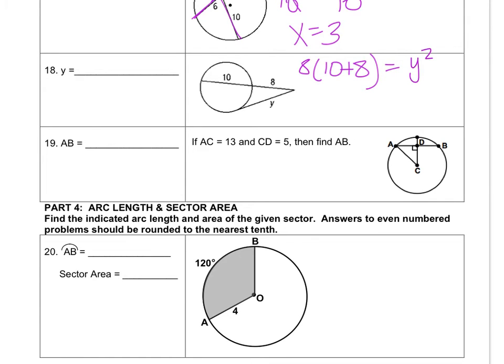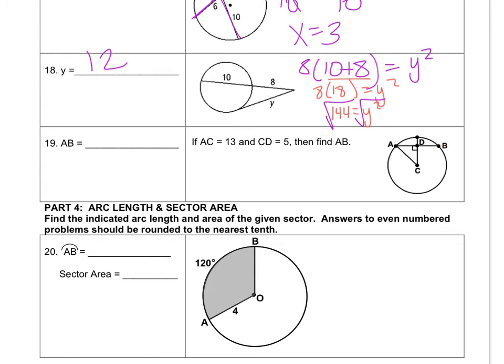Okay, so I'm going to add these first. I have 10 plus 8 is going to be 18. So it's really 8 times 18 equals y squared. And 8 times 18 is 144. So I really have 144 equals y squared. Okay, you don't want y squared, you want y. When you take the square root of 144 in your calculator, you're going to get 12.